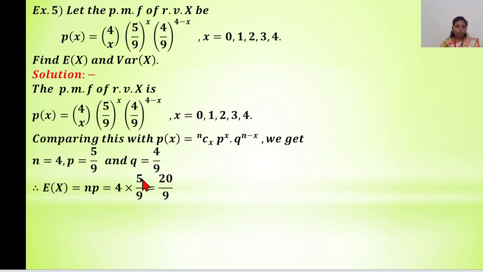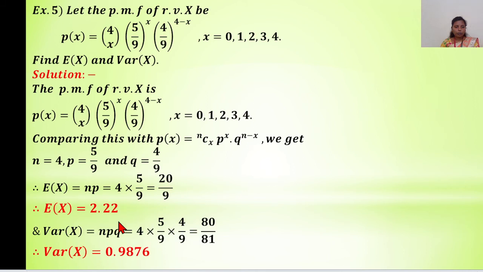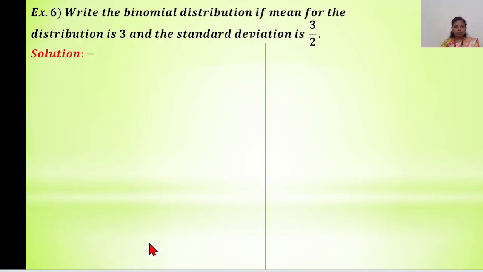Then the term is 4 into 5 upon 9, which is equal to 20 upon 9. Therefore, expected value of x is equal to 2.22, and variance of x is equal to npq, which is 4 into 5 divided by 9 into 4 upon 9, equal to 80 divided by 81. After solving this term, we get the variance of x is equal to 0.9876.